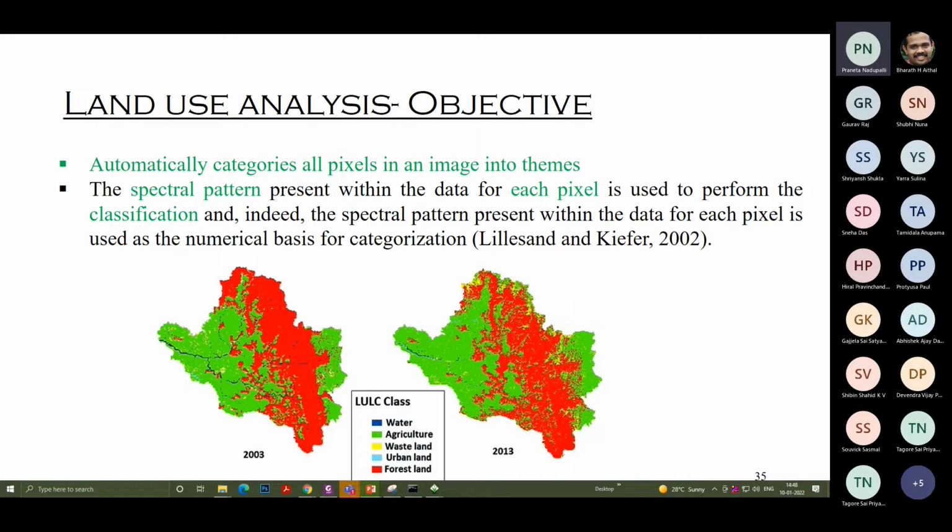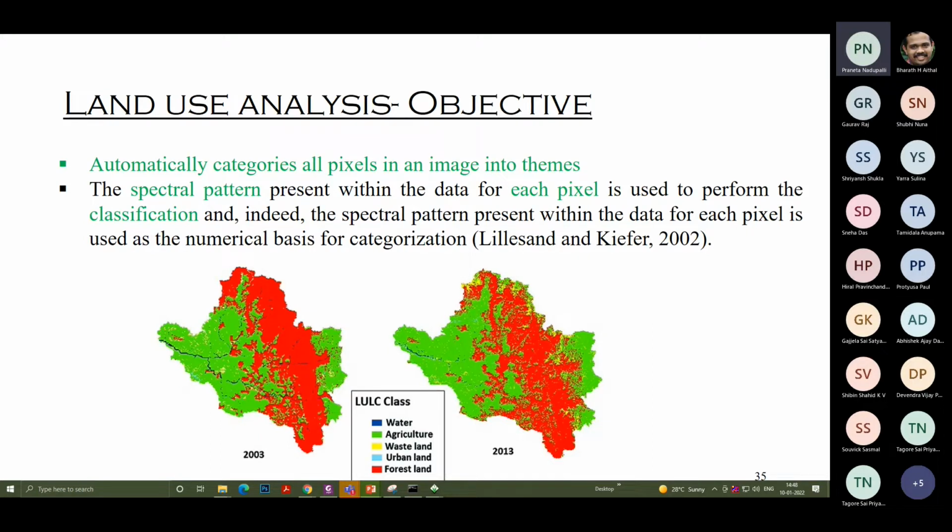Here we try to automatically categorize the pixels in an image into a theme or a class. By theme, we mean you are interested in a certain kind of category. It could be water, agriculture, wasteland, urban land, forest land, various categories. And how are they classified? They are classified on the basis of the spectral pattern present within the data, that is, the spectral pattern that each pixel reflects.